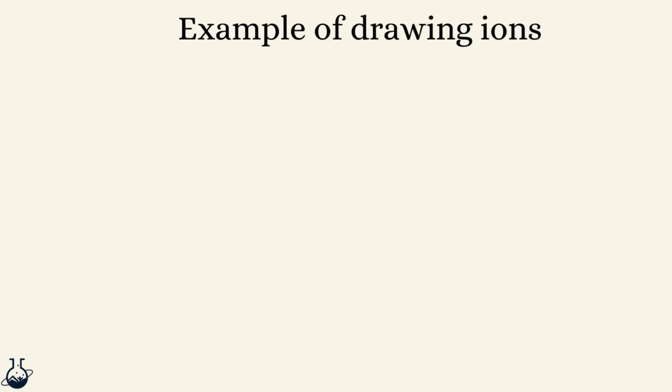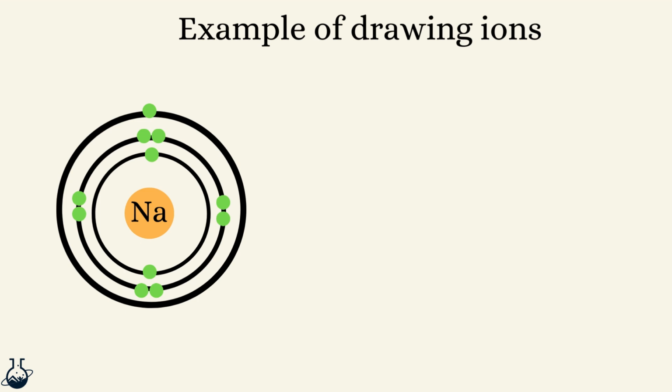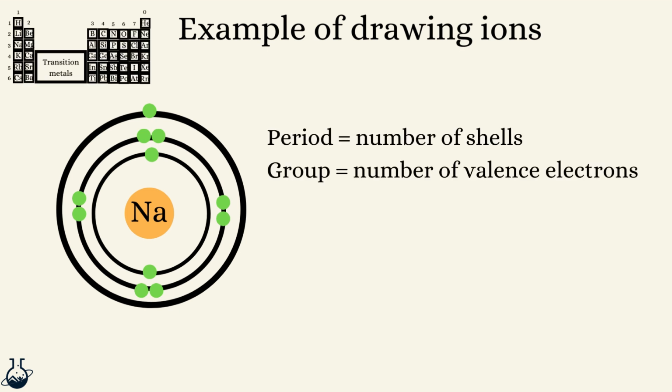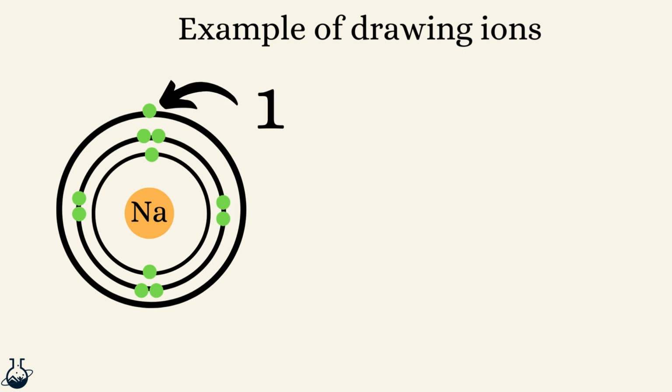Let's look at drawing ions then. I will start with some examples, then you will have some time to practice. I will start with sodium, the atom shown here. Just to quickly recap, feel free to follow along with the periodic table. It's in period 3, so it has 3 shells, and in group 1, so it has 1 electron in its valence shell. I've filled in the rest using the 2-8-8 rule.